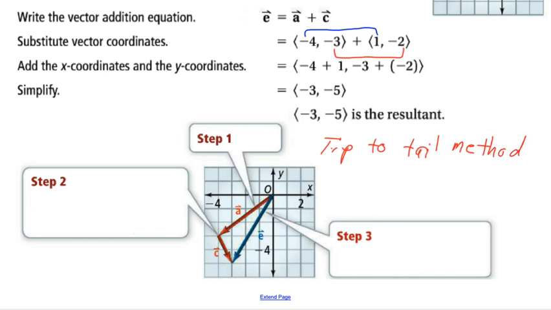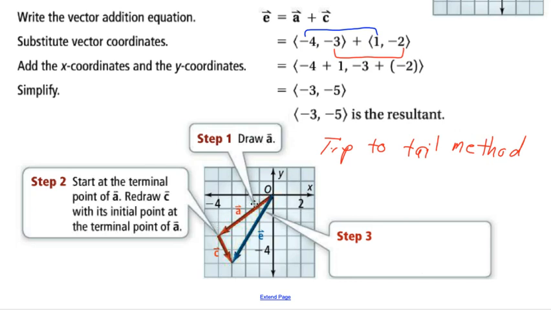And what you do is, the first step is you go ahead and you draw your first vector A. And your second step, at the end or at the terminal point of A, you redraw your vector C, where its initial side starts at the tip. Its tail is at the tip of the first vector. And then we draw that vector in.